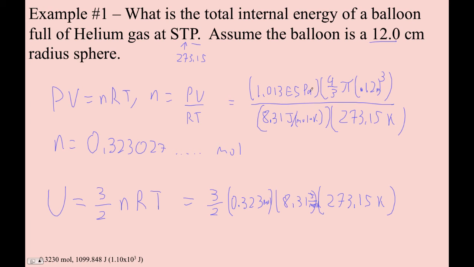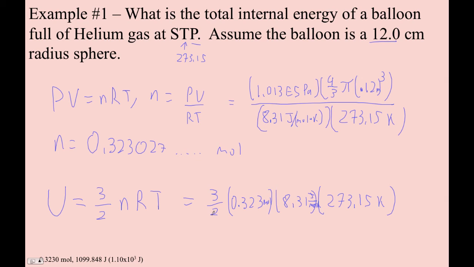I'm looking at how we get moles. Pascals is newtons per square meter, times cubic meters, so we get newton meters, and that's a joule. Somehow we should get joules out of this, and we do, because the moles cancel the moles, kelvins cancel kelvins, and the 8.31 joules per mole Kelvin units cancel out, and we end up with joules.